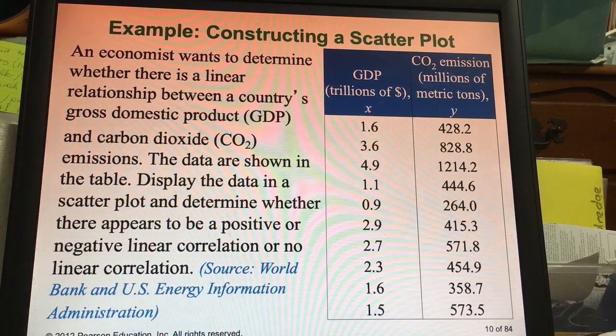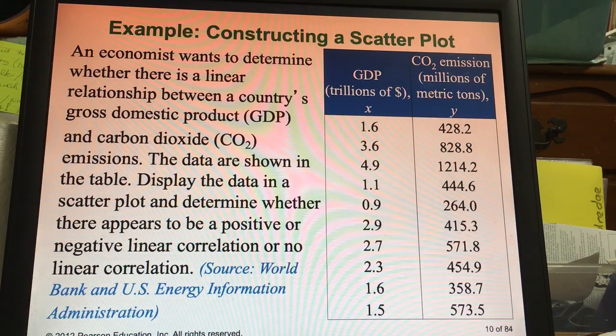So here's an example of constructing a scatter plot. An economist wants to determine whether there is a linear relationship between a country's gross domestic product and carbon dioxide, CO2, emissions. The data are shown in the table. Display the data in a scatter plot and determine whether there appears to be a positive or negative linear correlation or no correlation. So here's our data.